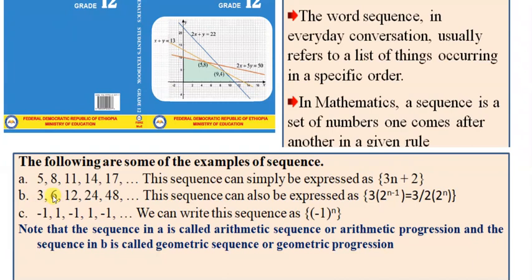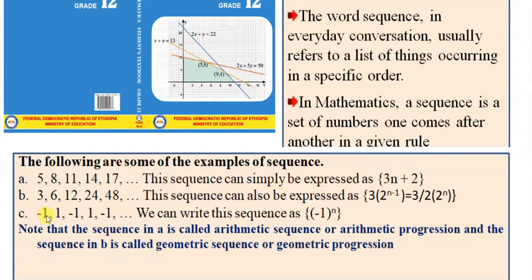For example, 6 was obtained by multiplying 3 by 2, and 12 was obtained by multiplying 6 by 2, and 24 was also obtained by multiplying 12 by 2, and so on. This kind of sequence is said to be a geometric sequence. We will see the definitions of both the arithmetic sequence and the geometric sequence later on.